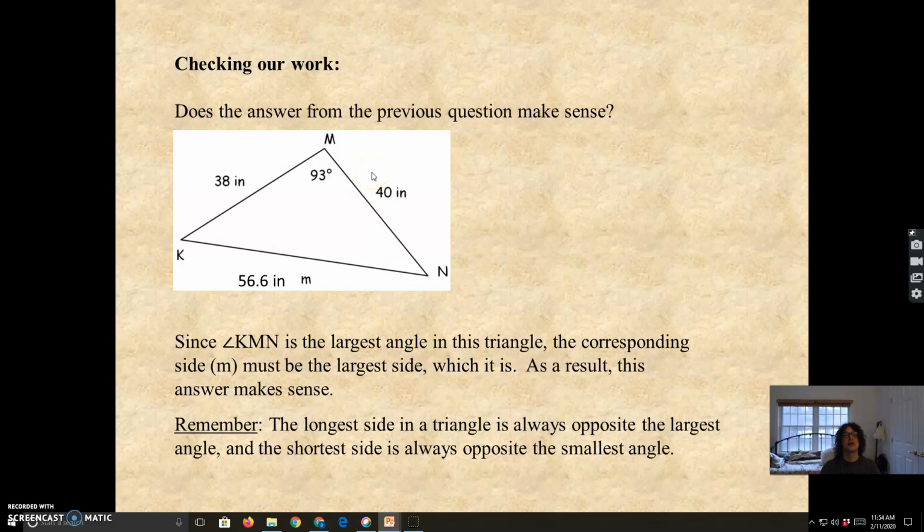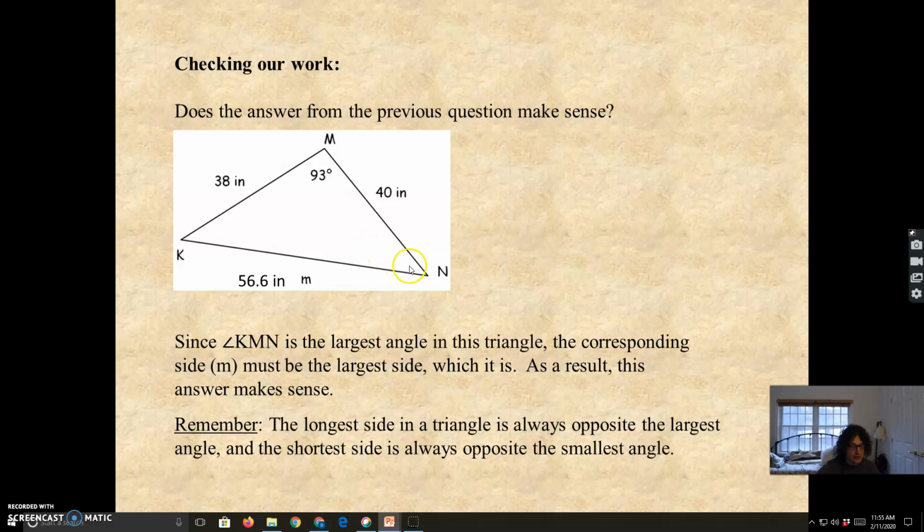Checking our work. Do our answers even make sense from the previous question? Well, let's take a look. We can see that 93 degrees would be the largest angle in this obtuse triangle. We know that because the sum of the three internal angles in a triangle has to add up to 180 degrees. There is no way we can have another obtuse angle in this triangle. Therefore, this has to be the largest angle, and this would be the largest side because they correspond to each other. Now, this would be the smallest side.